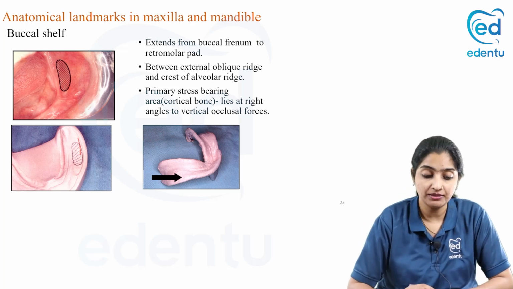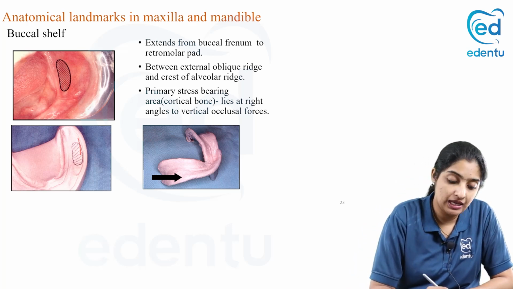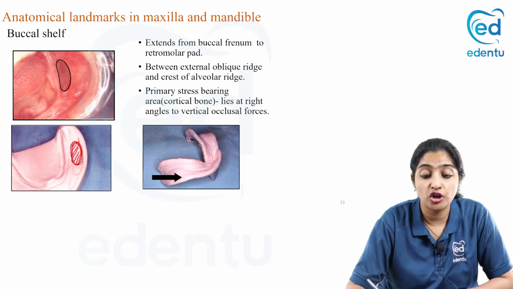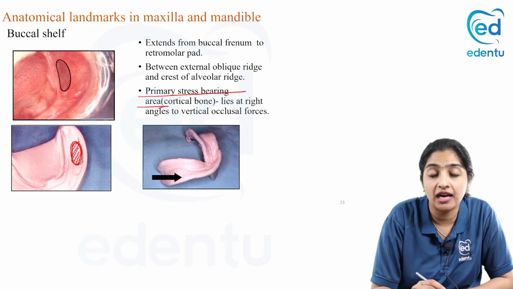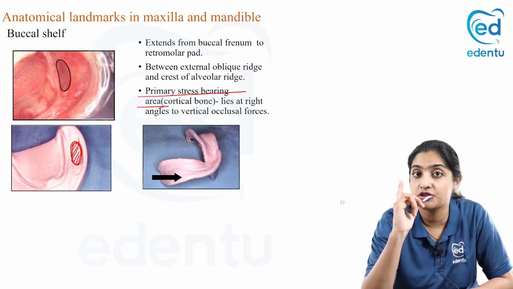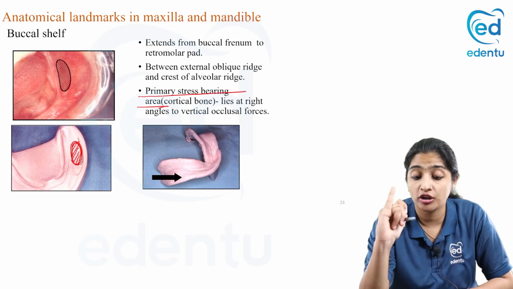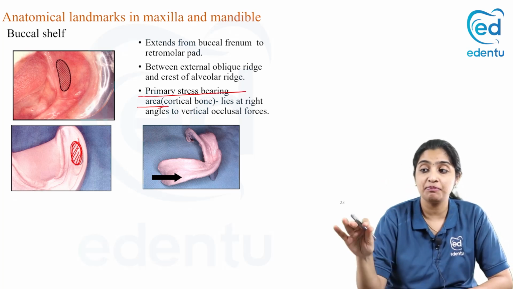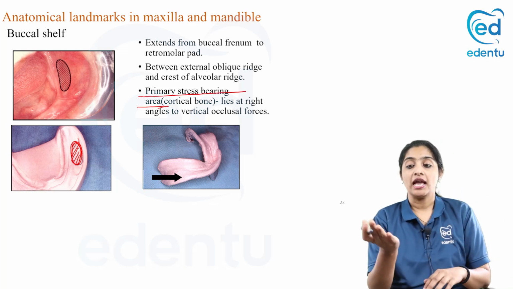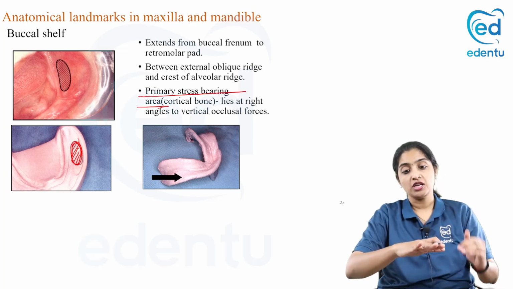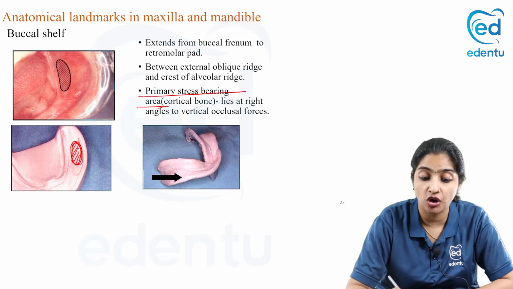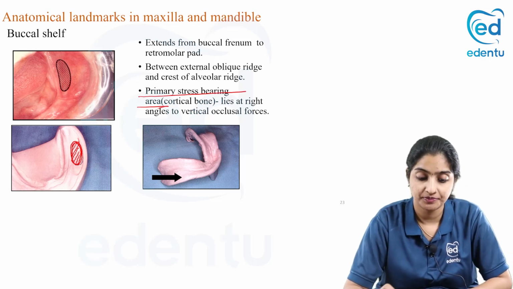Coming to the buccal shelf area. In the mandibular cast, this is the area of your buccal shelf. Okay, this is your primary stress bearing area in the mandible. Mandible has only a single primary stress bearing area, and that is your buccal shelf area. Why? Because it is thick cortical bone, and secondly, it is an area which lies perpendicular to your vertical forces. That is, it is almost a flatter surface, so all the forces will go directly perpendicular to that area. Therefore, it is called your primary stress bearing area.